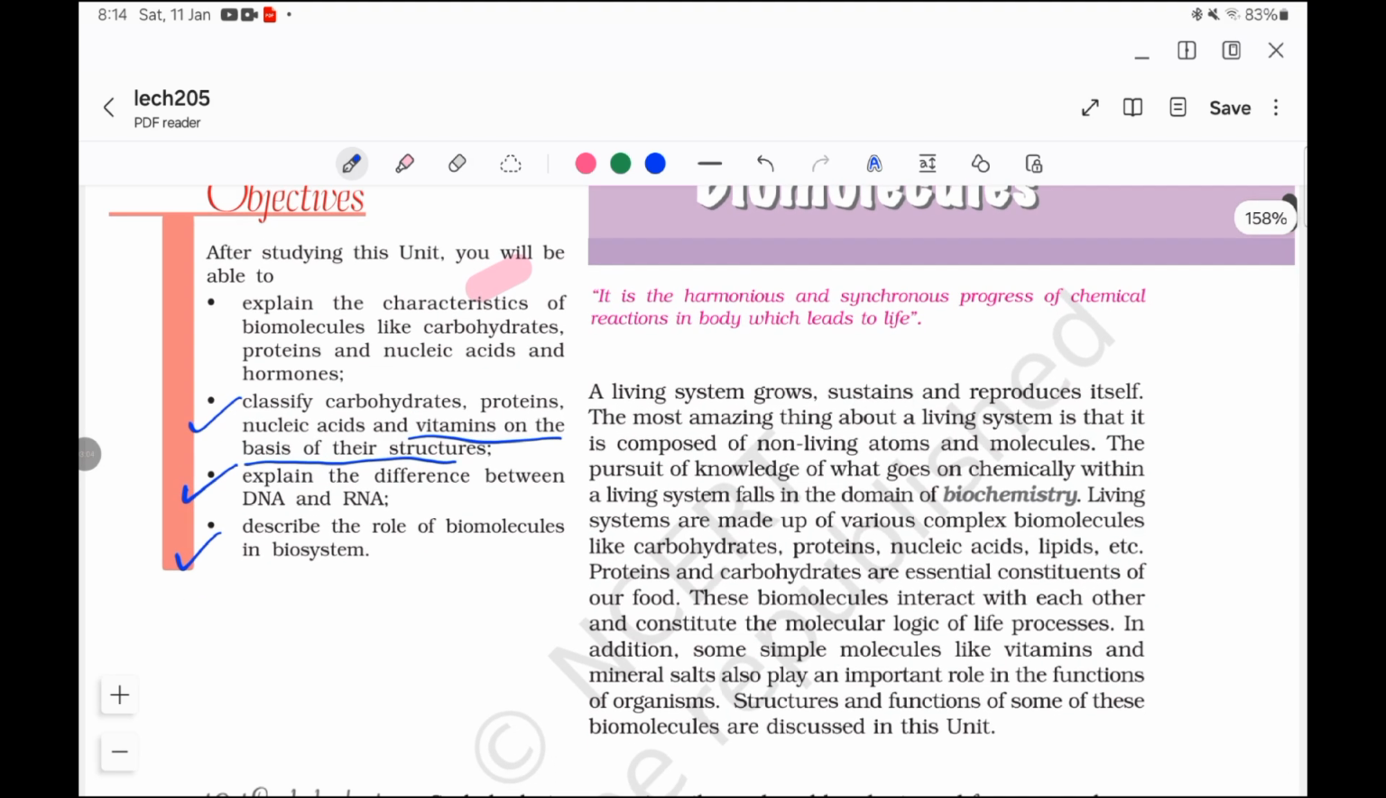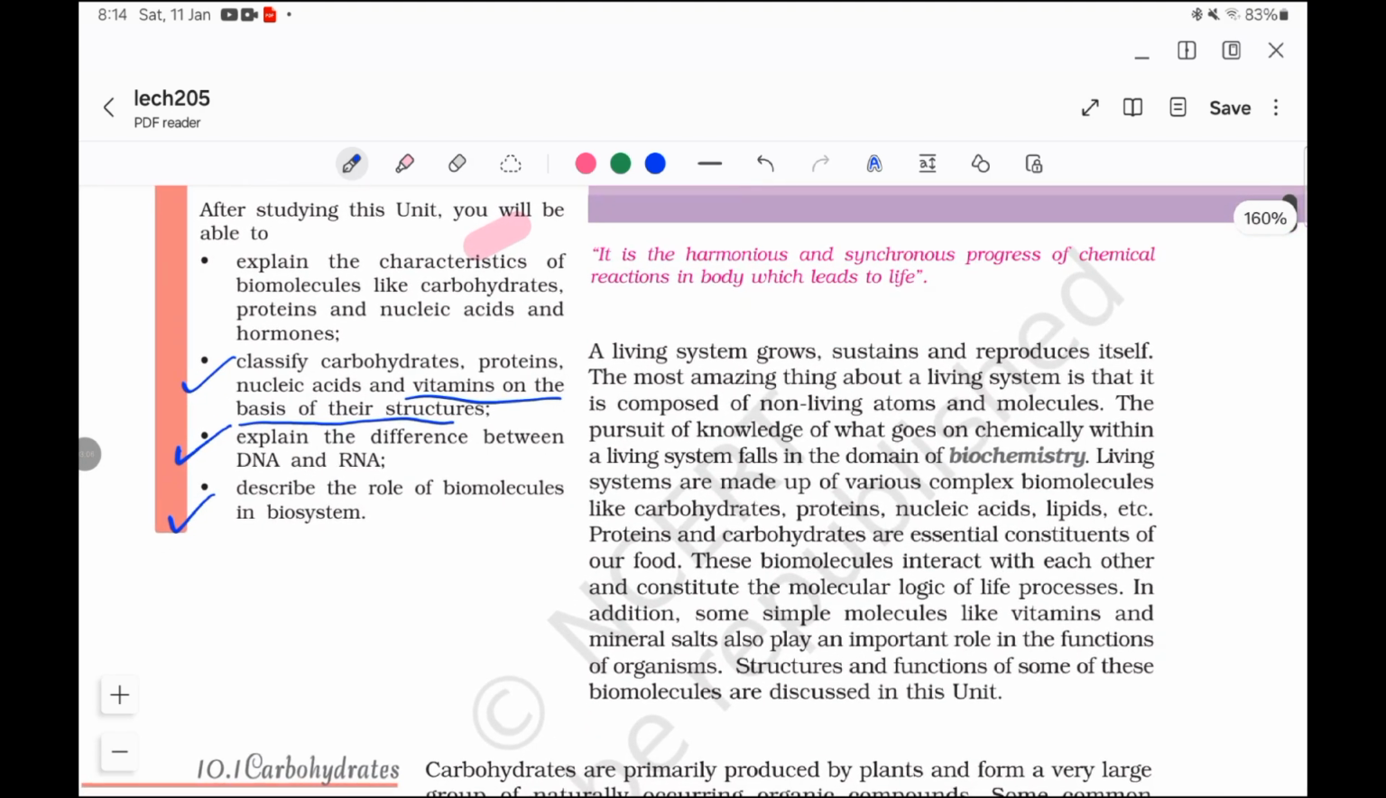So let's begin with the biomolecules. A living system grows, sustains, and reproduces itself. The most amazing thing about a living system is that it is composed of non-living atoms and molecules.